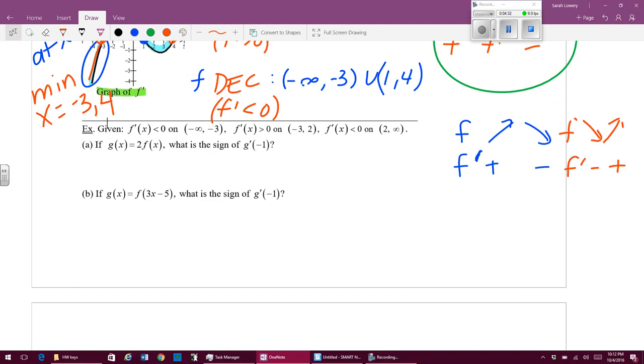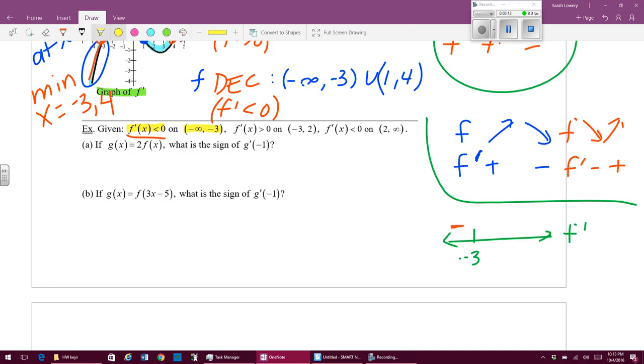So our next example actually gives us information completely in symbols. It tells us that f prime of x is less than 0 from -infinity to -3. So I think the best way to translate this data into something that makes sense is for us to draw a sign chart. So I'm going to draw a sign chart, and I'm going to label my sign graph as f prime, and I'm going to put -3 on it.